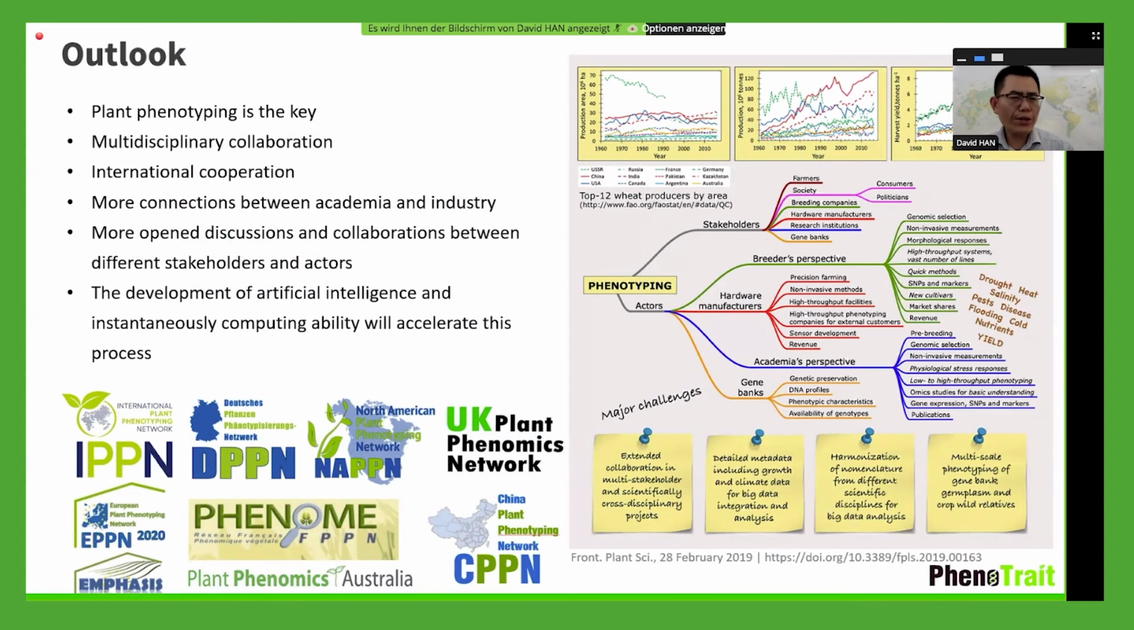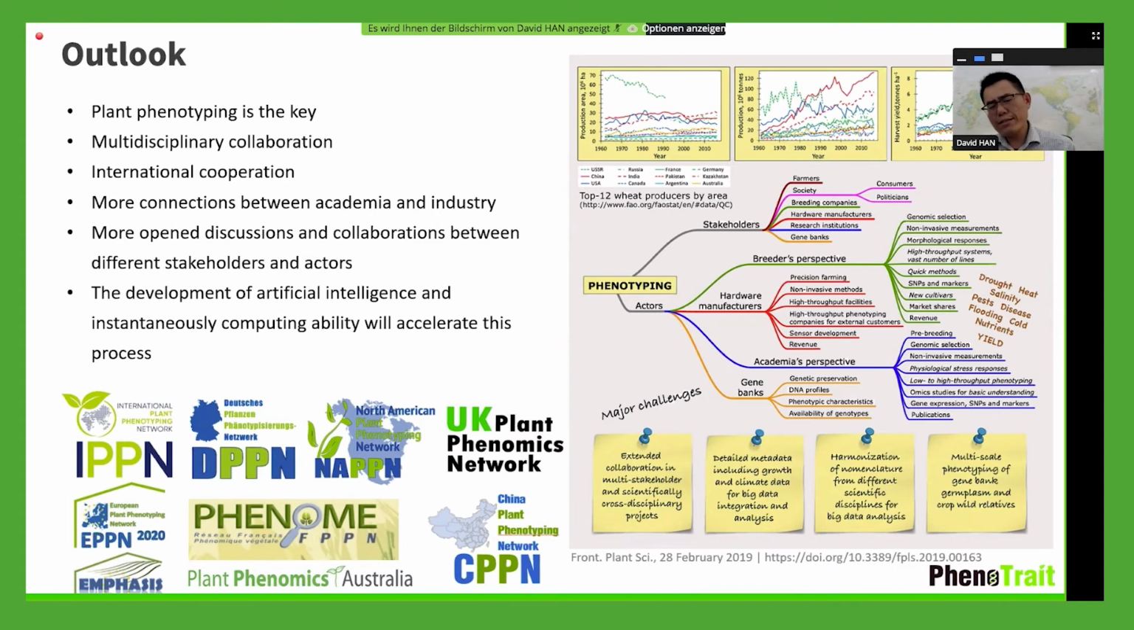Plant phenotyping needs multidisciplinary collaboration. We need engineers, we need scientists in plant science, breeding or genetics, we need mathematics, we need computer sciences, different disciplines to be involved. We need more international cooperation. There are so many plant phenotyping networks in the world that do very well. And we also need more connections between academia and the industry.